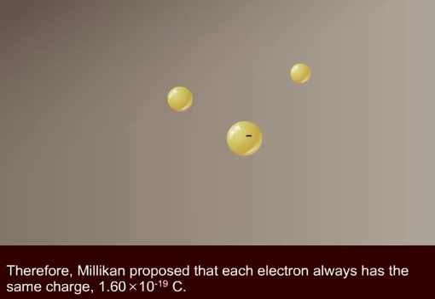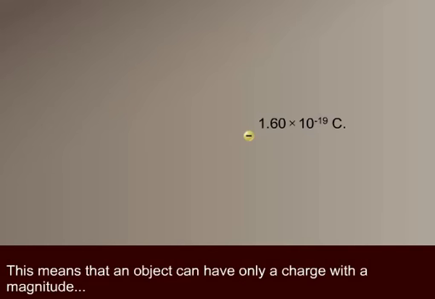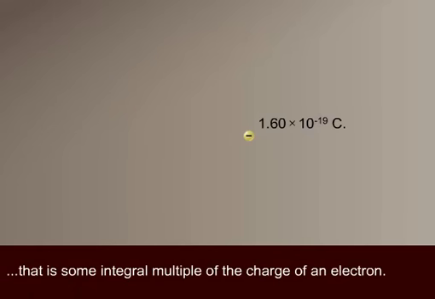Therefore, Millikan proposed that each electron always has the same charge, 1.60 × 10^-19 C. Millikan's experiment showed that charge is quantized. This means that an object can have only a charge with a magnitude that is some integral multiple of the charge of an electron.